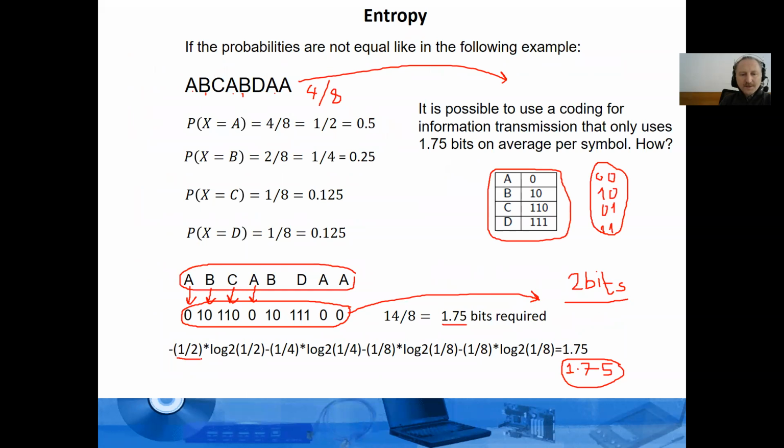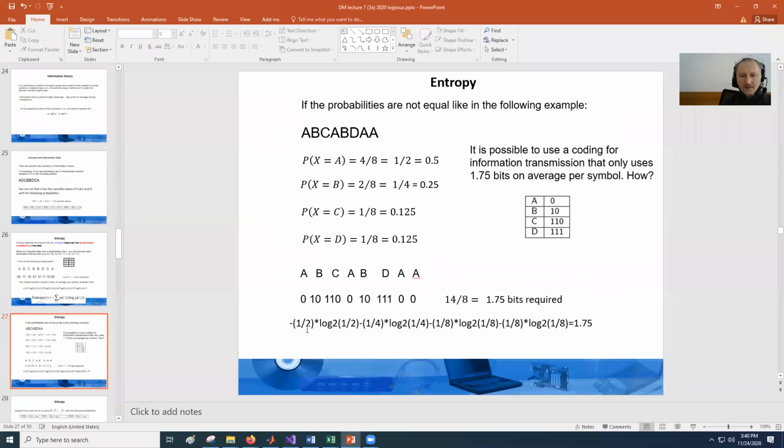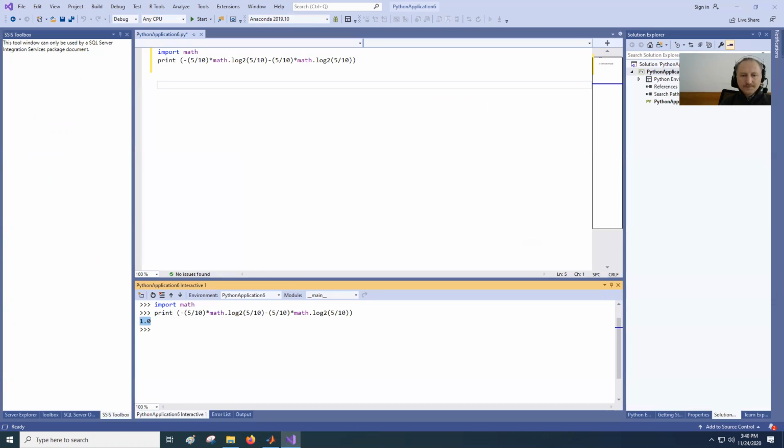This is the probability of the first class times log probability of the first class, minus probability of the second class, B, times log 2 probability of the second class, minus probability of the third class, this one, times this one. And then if you do this calculation, you will see it is 1.75. You can do this calculation either in Python or MATLAB.